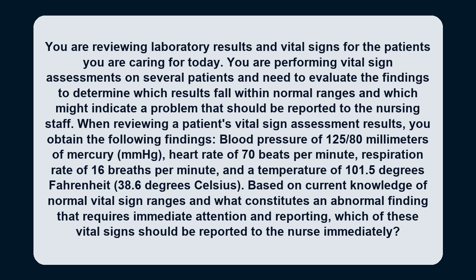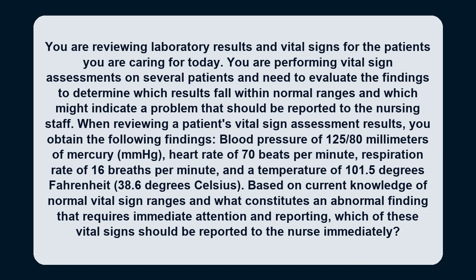When reviewing a patient's vital sign assessment results, you obtain the following findings: blood pressure of 125/80 millimeters of mercury, mmHg, heart rate of 70 beats per minute, respiration rate of 16 breaths per minute, and a temperature of 101.5 degrees Fahrenheit, 38.6 degrees Celsius.